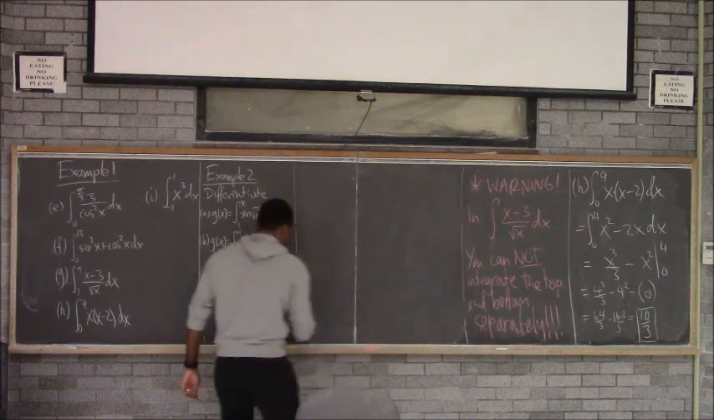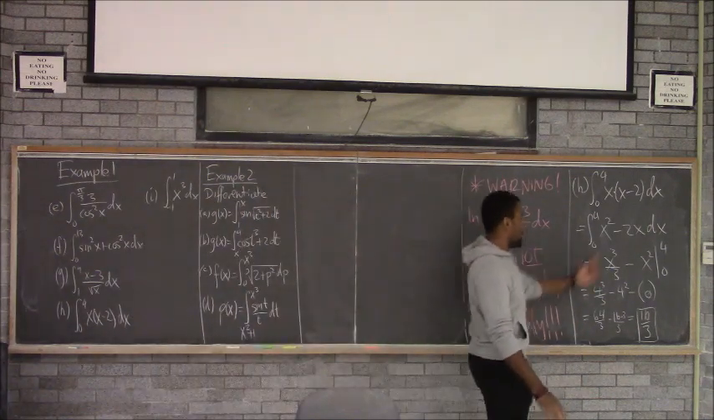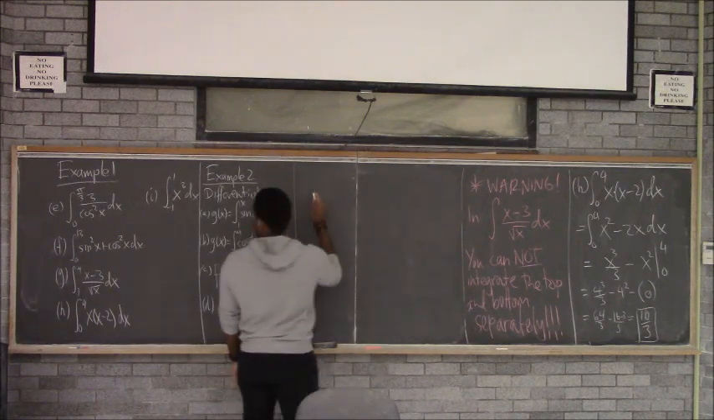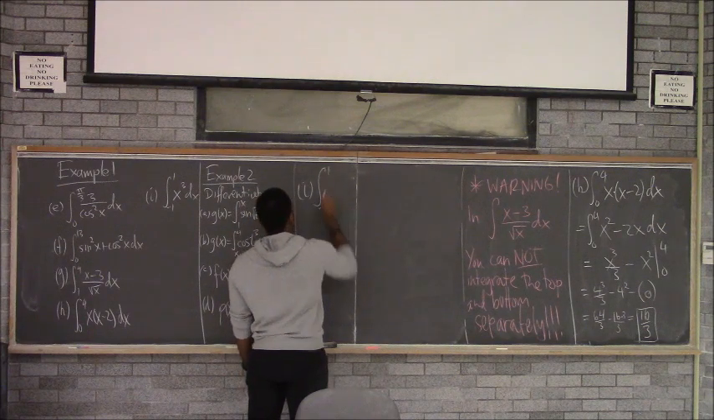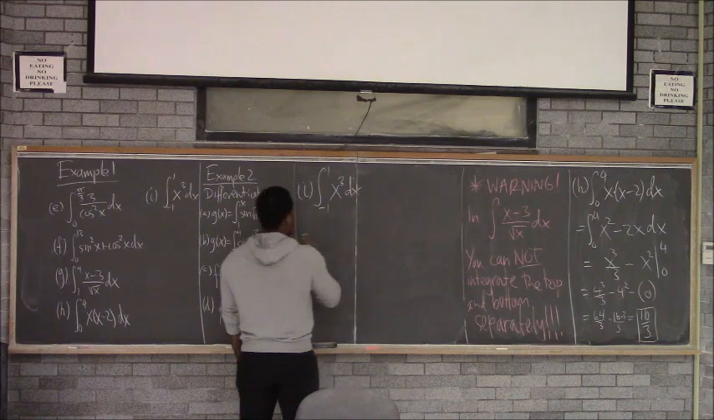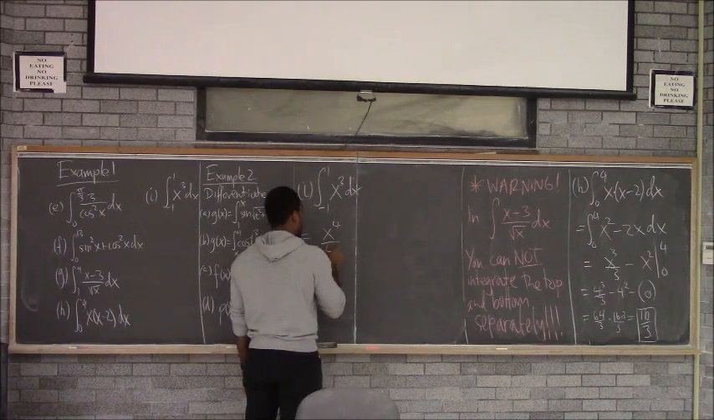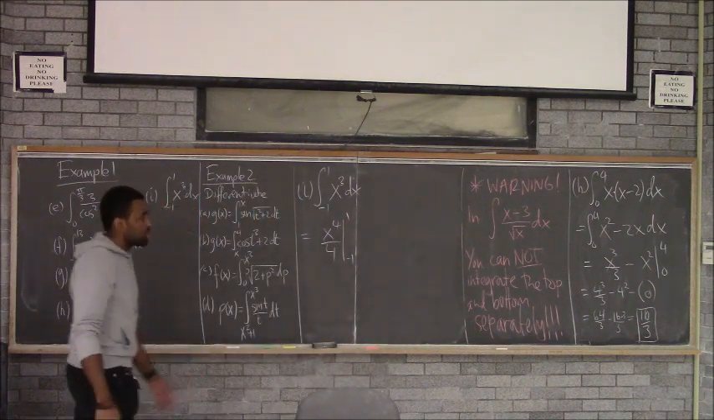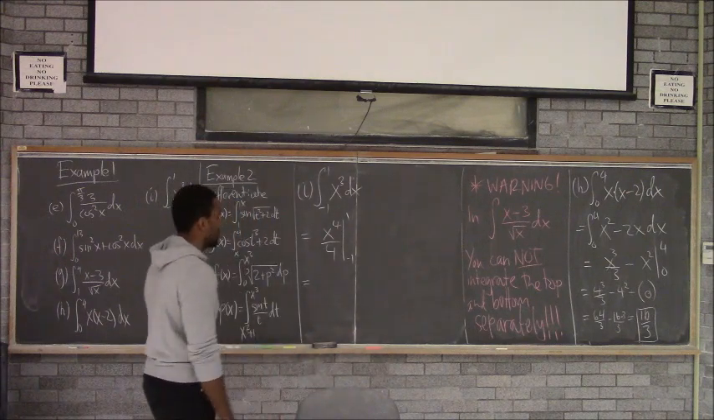So when things start getting complicated, you have to figure out a way to simplify them first to look like one of the basic rules we had before. Let's do this one. Let's just power rule. This one's actually not that bad. The point of me giving you this example is for me to show you something else. What are you going to get here?